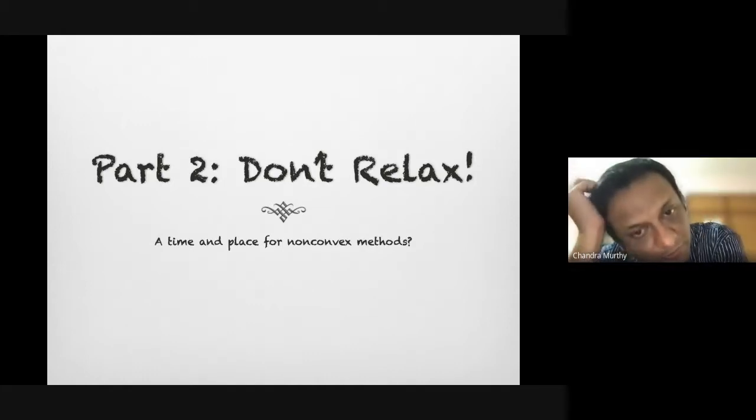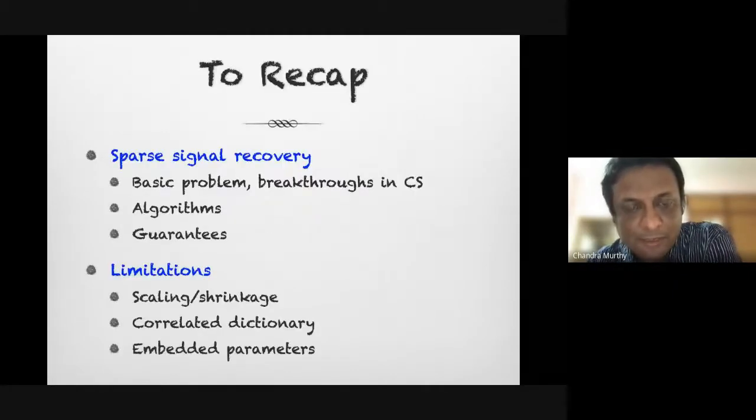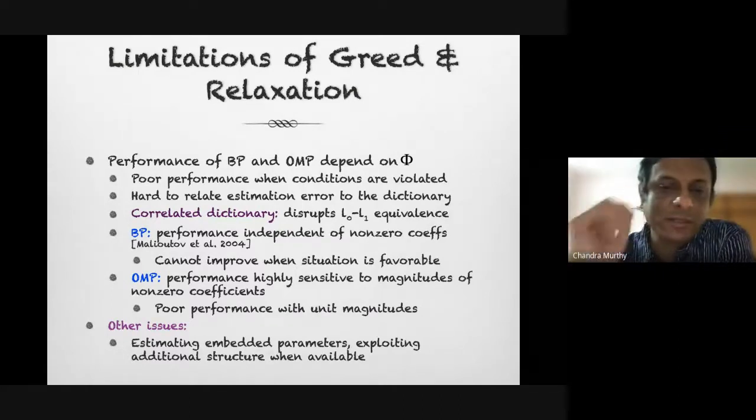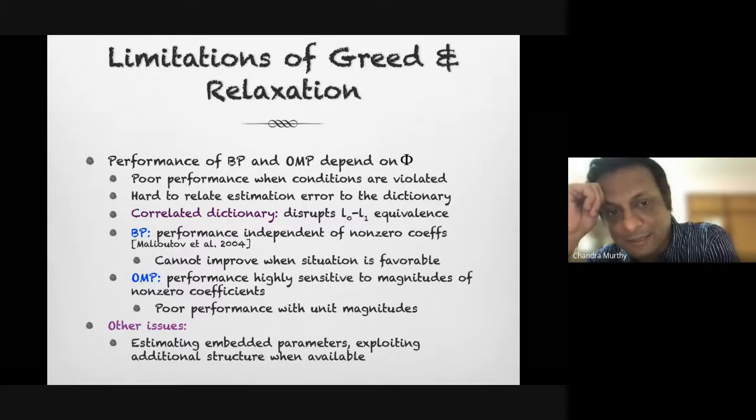So now let's go to a different class of techniques. I mentioned to you that there are limitations. That is, the performance of these kinds of algorithms depends on the structure of this measurement matrix, and they can have poor performance when those conditions are violated, like when the restricted isometry property is not satisfied. Although it is only a sufficient condition, not necessary, still it's possible that you'll end up with poor performance when these conditions are violated. And the other thing is that it's hard to relate the estimation error to the dictionary.